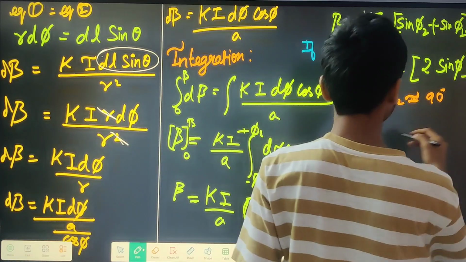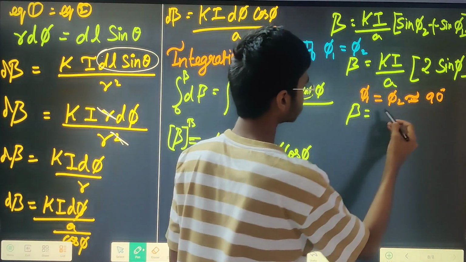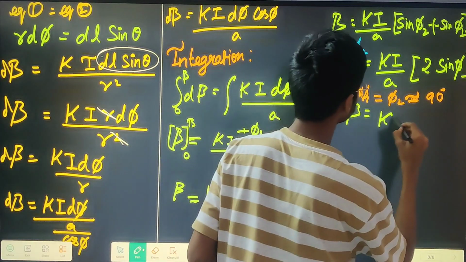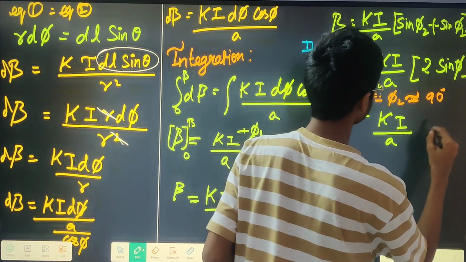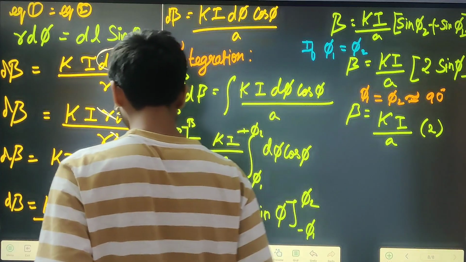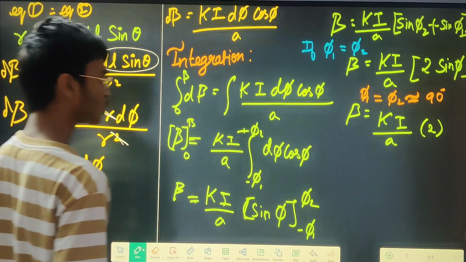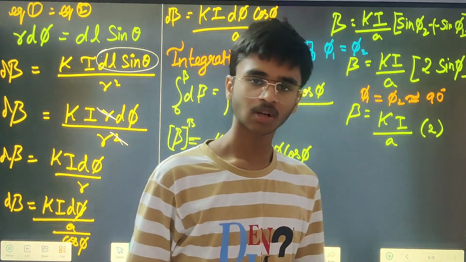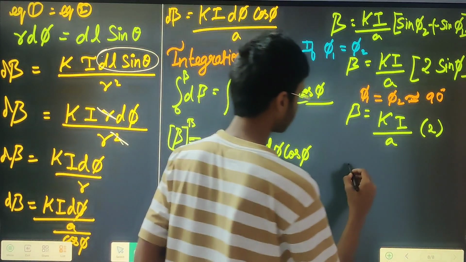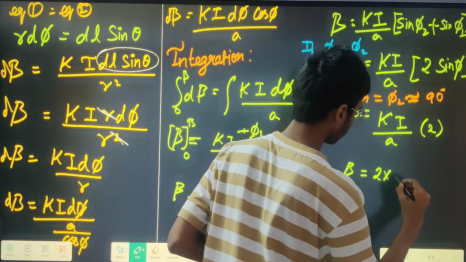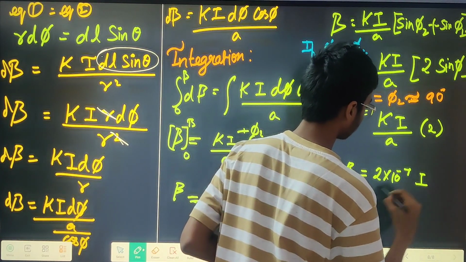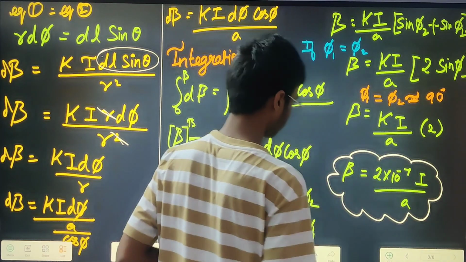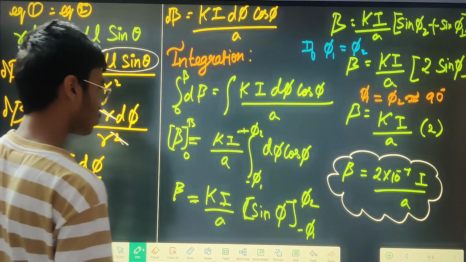Sine 90 degrees is going to be 1. So Ki by A, here you multiply it with 2. That's it. Here, what is Ki? If you substitute K's value, which is 10 to the power of minus 7, you can keep it like that also. So at last B is equal to 2 into 10 to the power of minus 7 I whole divided by A. This is what I've got.